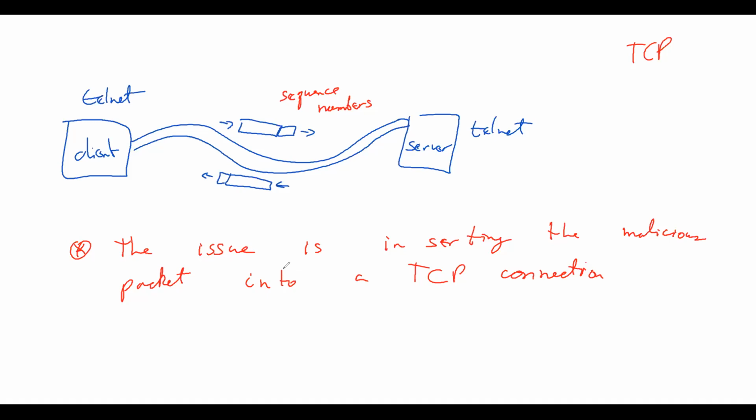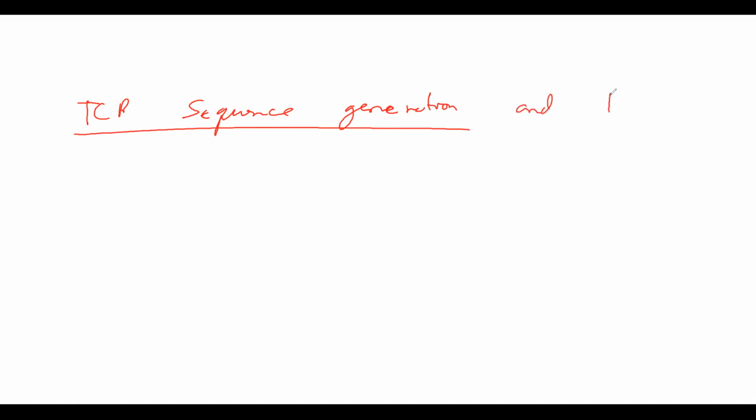So the next topic is TCP sequence generation, and something called PRNGs, which you probably remember also from the 350 class: pseudo-random number generators. So we'll talk a little bit about that. All right, so let's think about this now.